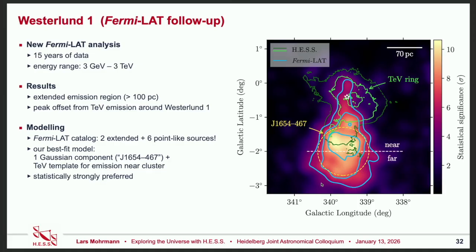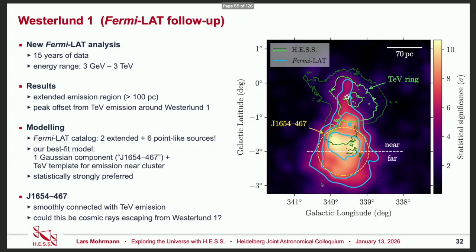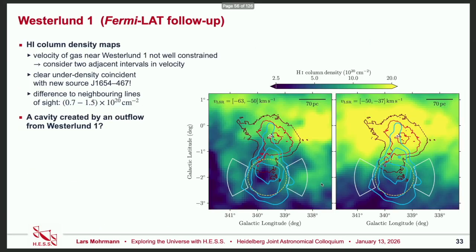Right, just for future reference, we divided this region down here into 2 regions, one near to the plane and one far. And so what you can see, this source here seems to be connected somehow smoothly to the TeV emission up here. And so the question that we asked ourselves was, could this actually be connected to Westerlund 1? Could this be cosmic rays traveling down here and producing this emission down here?